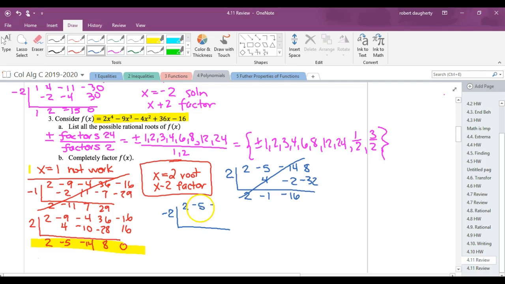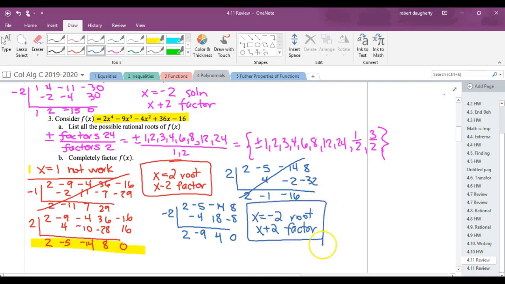2, minus 5, minus 14, and 8. You bring down the 2, that's negative 4, negative 9. 18 minus 14 is 4. Negative 2 times 4 is negative 8, and I get 0. This tells me that x equals negative 2 is a root, and x plus 2 is a factor. And furthermore, it tells me what I'm left with right there. This is 2x squared minus 9x plus 4.